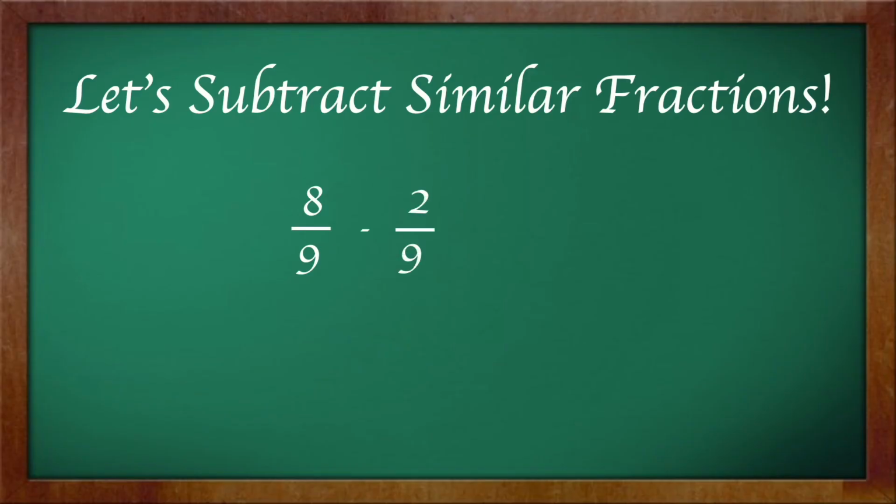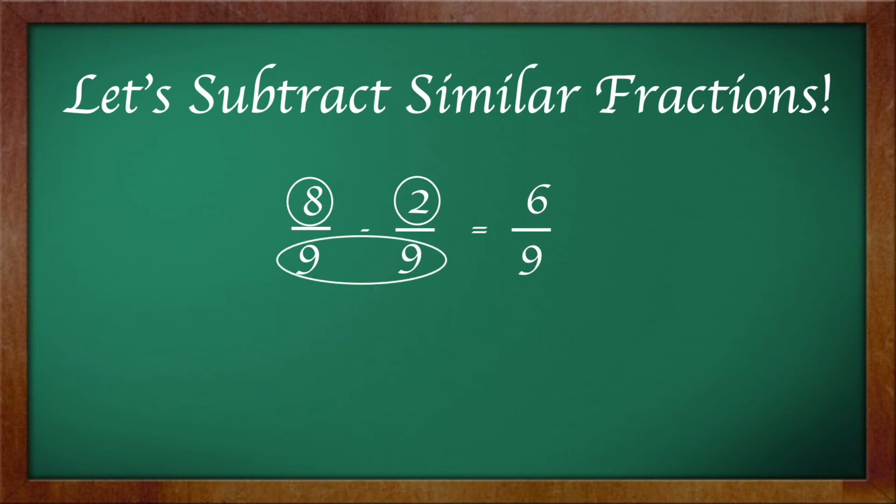Lastly, 8/9 minus 2/9. Start with the numerator, 8 minus 2 equals 6. Copy the common denominator, 9. However, since you can simplify, this will be 2/3.